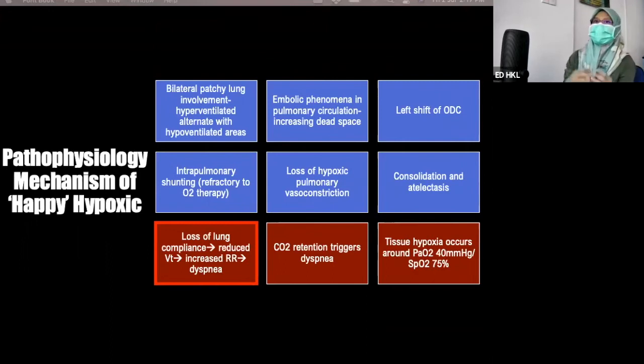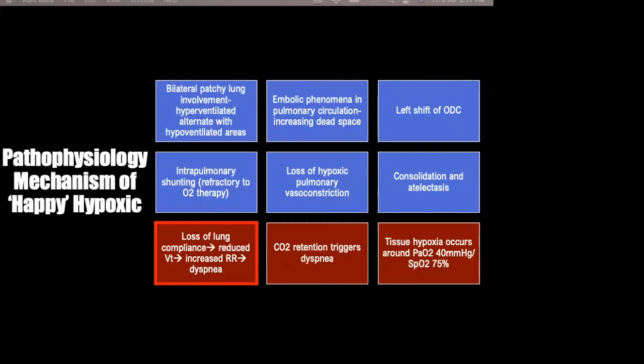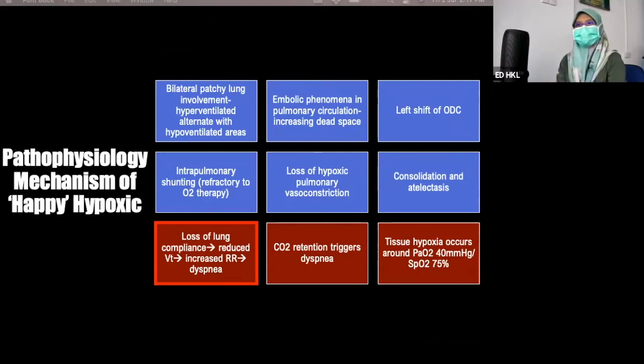Tissue hypoxia occurs when the PaO2 drops to around 40 to 50. You notice the patient is still conscious, alert, happily talking to you despite hypoxemia. Did you notice that the lactate is always normal? Normal, right? Until the PaO2 drops to 40 to 50, then the lactate will begin to rise to 3, 4, but at a low abnormal level. That is when there is exhibition of tissue hypoxia.